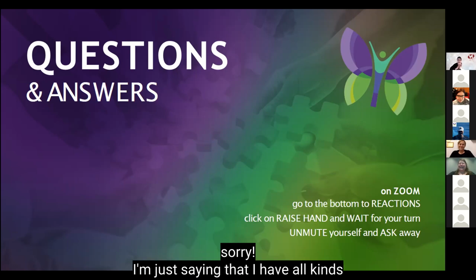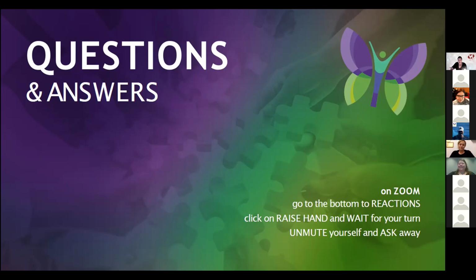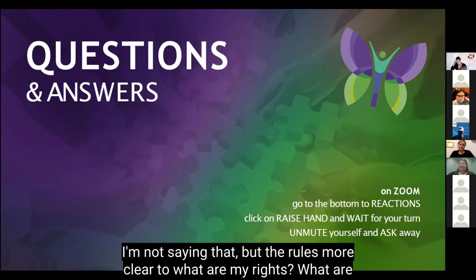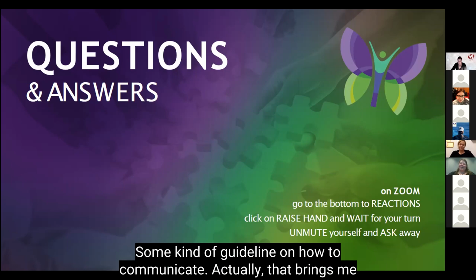I'm just saying that I have all kinds of relationships along the years, and it's hard to restart. I'm not saying a plan, but the rules more clear: what are my rights, what are your rights, what are my duties, and what are your duties. So some kind of guideline on how to communicate.